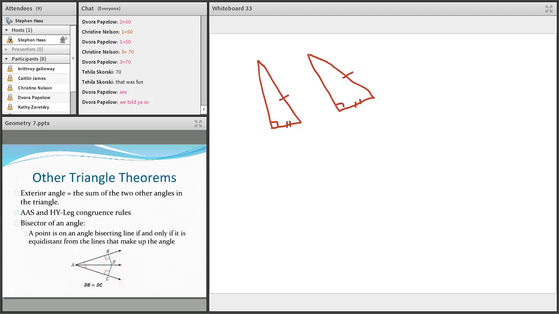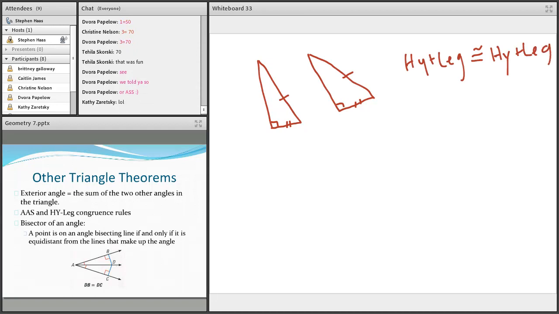But in this case, because it's a right triangle, there's a special rule that in two right triangles, the hypotenuse plus either leg. Yes, that's right. I know last time I used a slightly more colorful term for it, but all right.